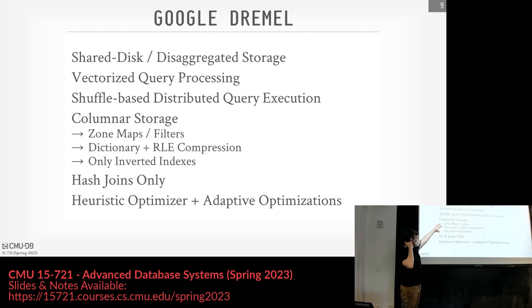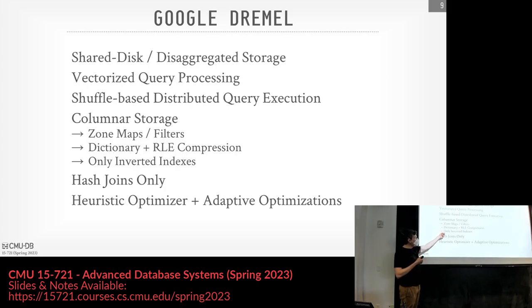The encoding scheme is entirely column store-based. They're using zone maps and filters to try to prune things out, as we talked about, before you actually have to start reading the data. They're doing dictionary and RLE compression. There was a little bit talking about how to figure out the optimal encoding scheme, the ordering of data within a partition so that you can get the best benefit of RLE. We won't talk about that too much.